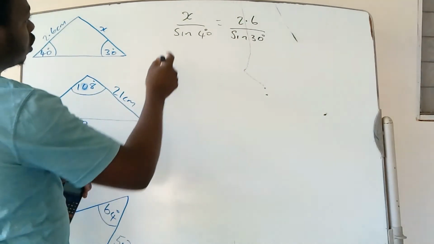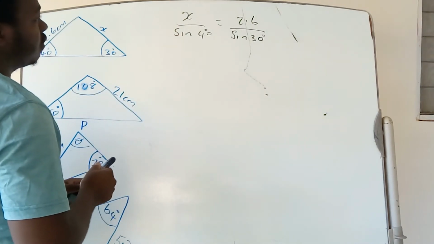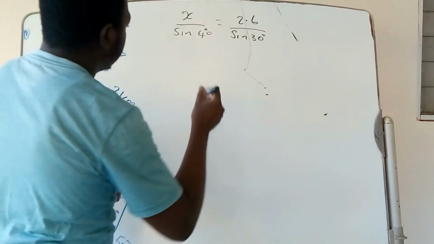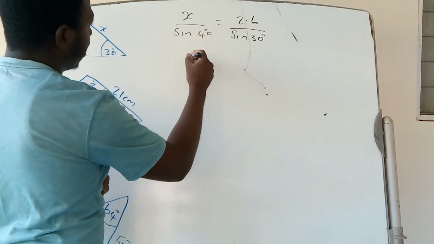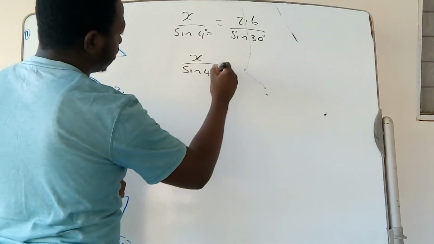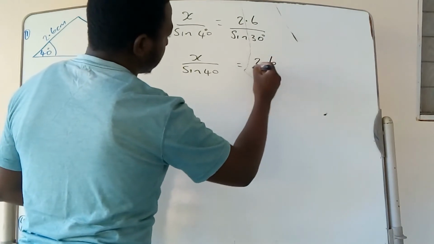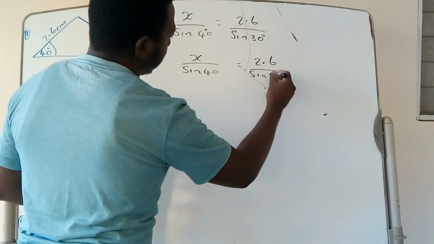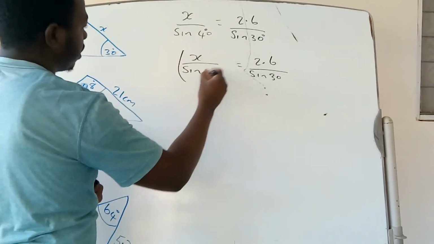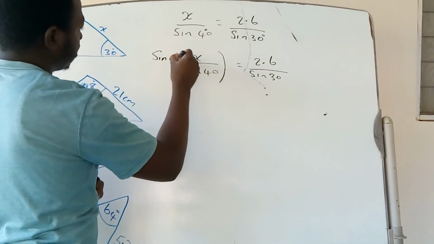Or what you can do, you want to find x. That means you want x by itself. So what you can do is to multiply both sides by sine 40. So you write back what you have, which is x over sine of 40 degrees is equal to 2.6 over sine of 30 degrees. Now I don't want this sine 40 here, so I'm going to multiply the entire thing by sine of 40 degrees.